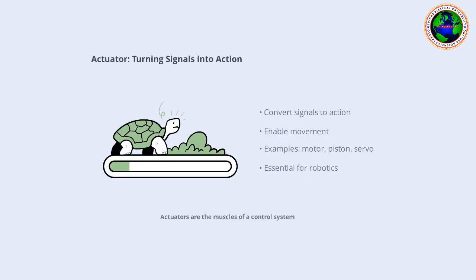Actuators are the muscles of a control system. They take the control signals from the controller and convert them into physical actions. For example, a motor spins a wheel, a hydraulic piston moves a part, and a servo positions a robotic arm. Without actuators, the system couldn't interact with the physical world. In robotics, actuators are essential for movement, manipulation, and performing tasks.